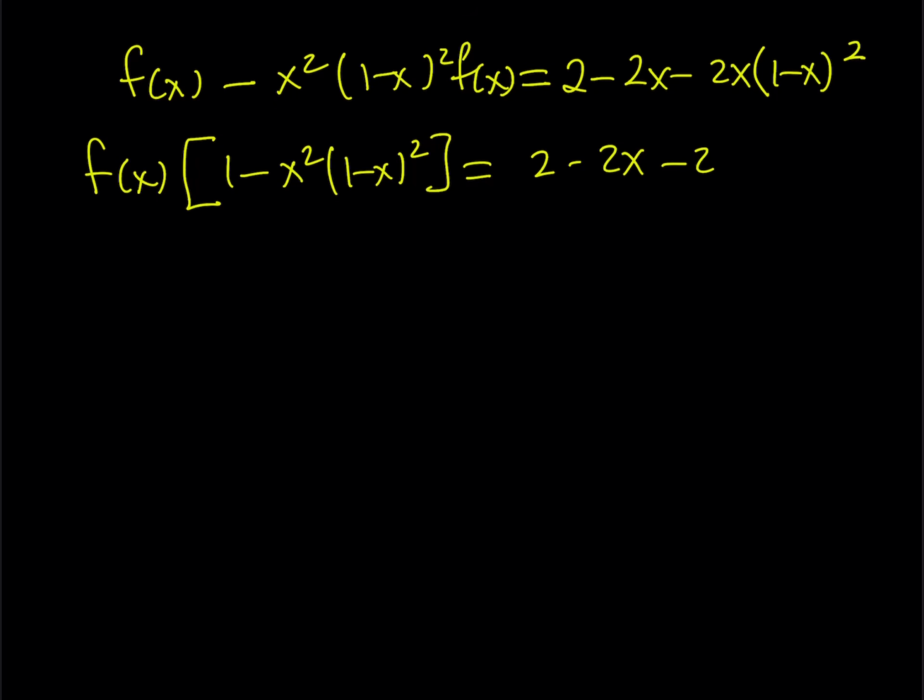And one of the things I can do here is I can basically factor out a 2 here. And if I do, actually not just a 2, but 2 times quantity 1 minus x, because that's a common factor.